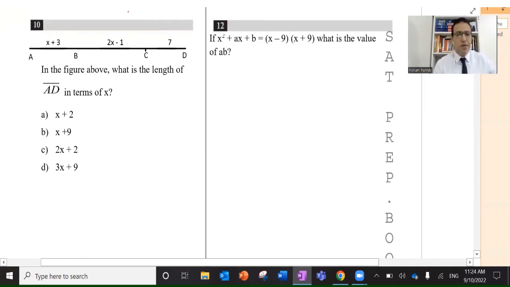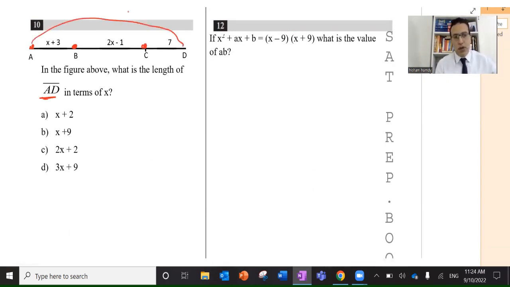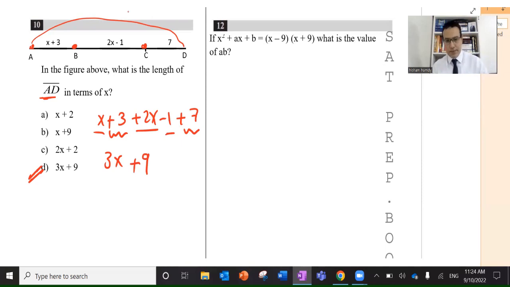In the given figure, what is the length? Here is A to B, B to C, C to D. What is the length from A to D? All I have to do is to add x plus 3, 2x minus 1, and 7. 2x and x is 3x, positive 3 and 7 is 10, minus 1 is positive 9. So the right answer is D.